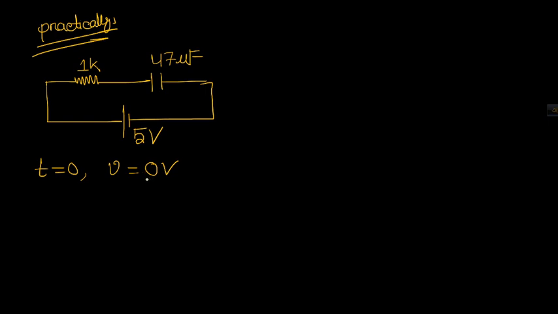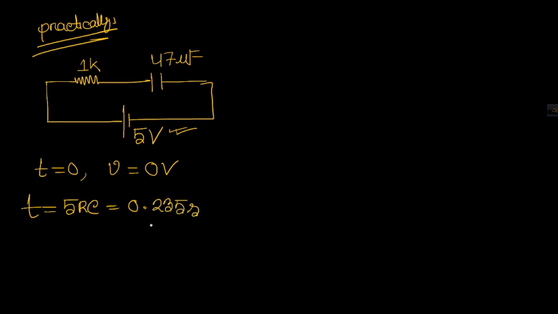When t is equal to 0, the voltage across this capacitor is 0 volt. That is, we can say that the capacitor is not charged. Now we want to charge the capacitor, and to do this we connect a battery here. When time is 5 RC, that is 5 into 1K into 47 microfarad, the time is 0.235 second.